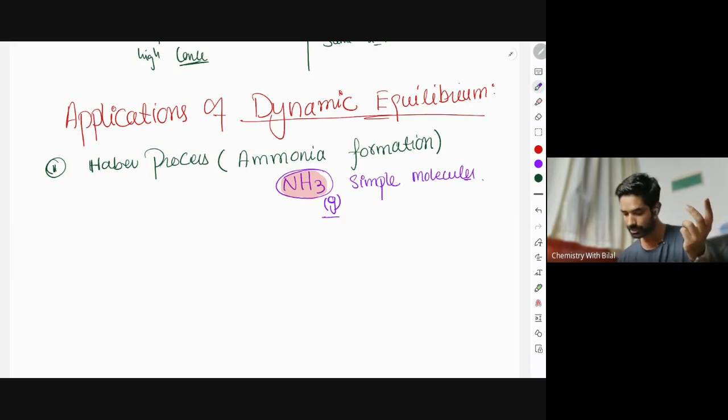And as I mentioned, it is a gas. Every gas has a simple molecular structure, weak intermolecular forces. That's why it is a gas, right?